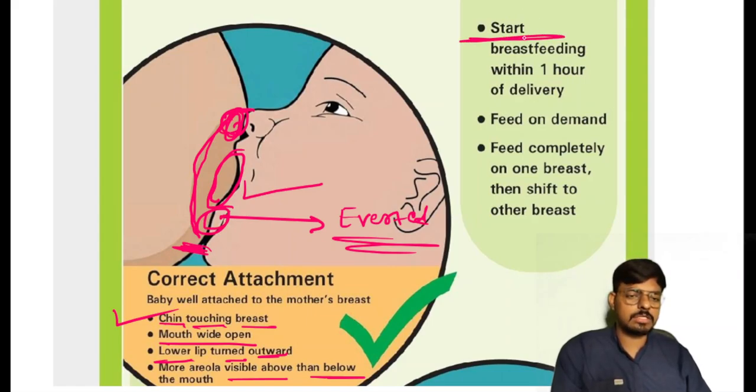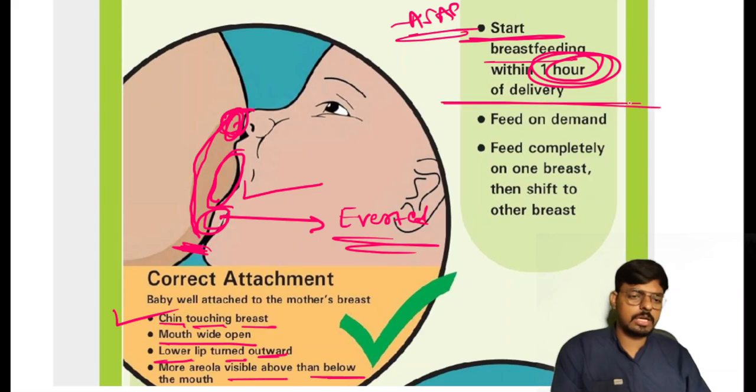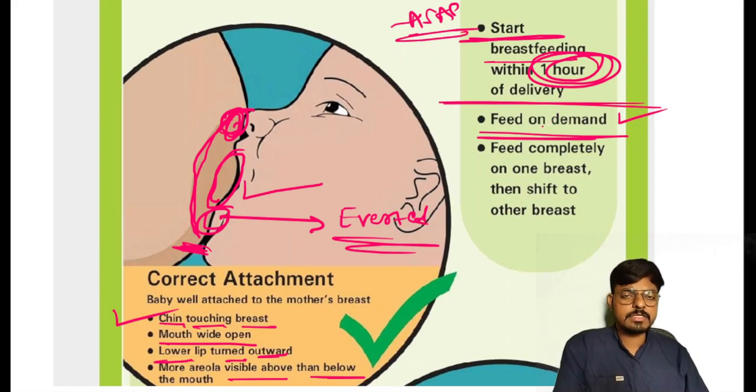When do we have to start breastfeeding? The proper answer is as soon as possible, or within 1 hour of delivery the baby should be breastfed. Then when do we feed? There are no specific times, usually we feed on demand. If the baby demands every half hour, the mother should feed every half hour. While feeding, the mother should feed both hind milk and fore milk, then only the baby's stomach will get full.